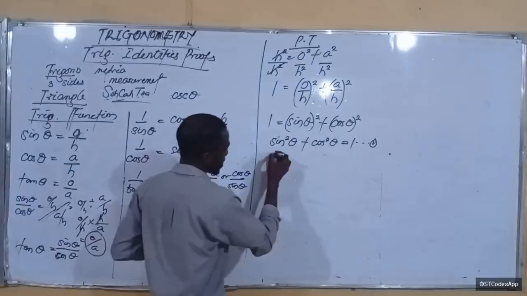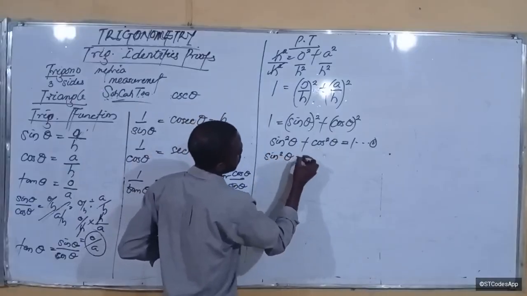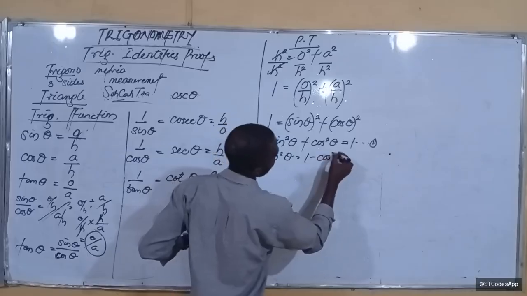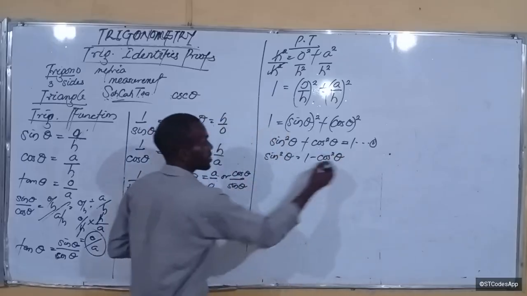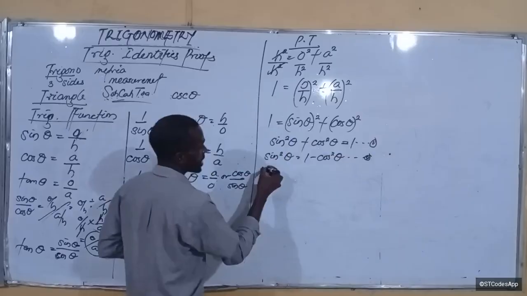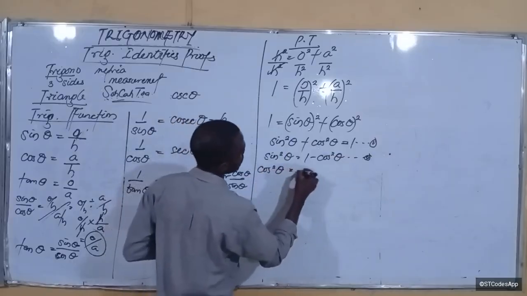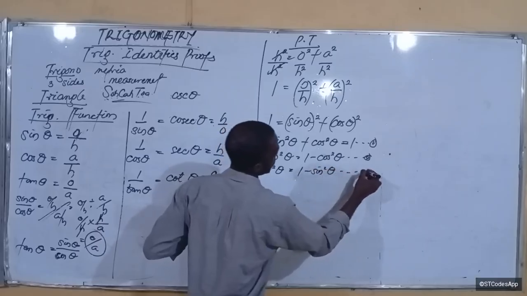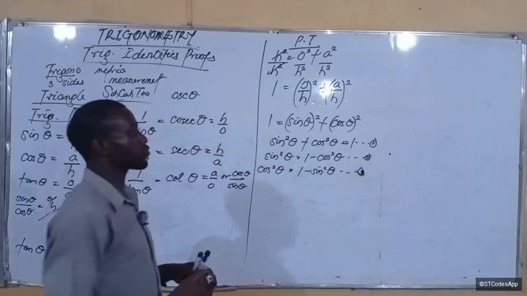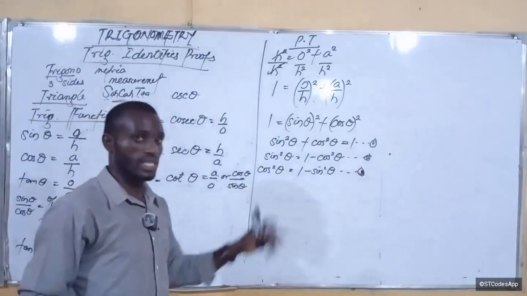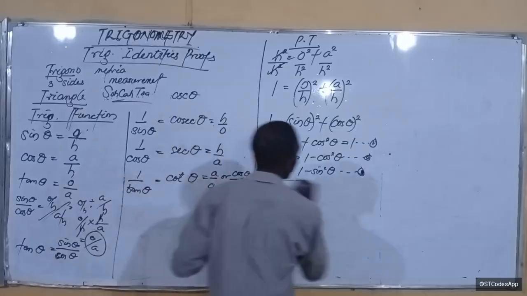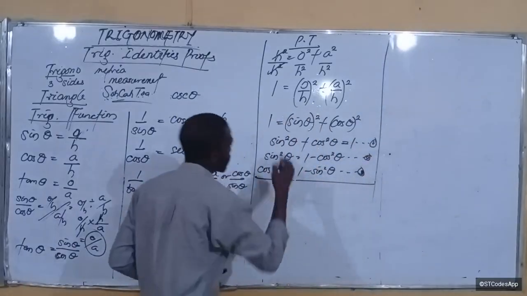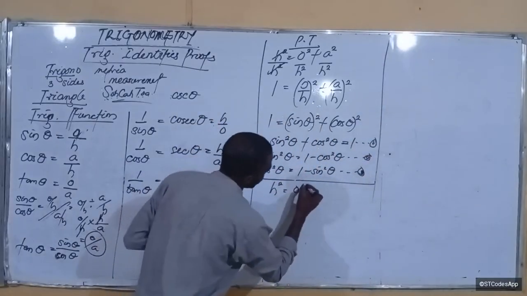From here, I can find other things. I will find out that the sine squared of theta is also equal to 1 minus cos squared theta, and so this will be equation 2, and that the cosine squared of theta is equal to 1 minus sine squared theta. This is equation 3. We have been able to find 3 identities from here. Is that clear?